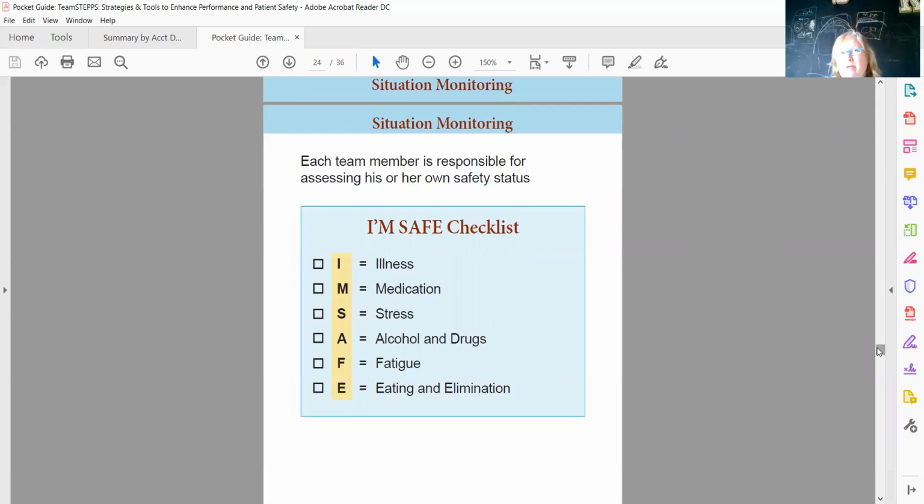Stress. How much stress am I experiencing? Alcohol or drugs, absolutely. That self-monitoring. Fatigue. Am I too tired to work? Not just to physically show up. Am I too tired to think in a critical way to be able to take care of my patients?